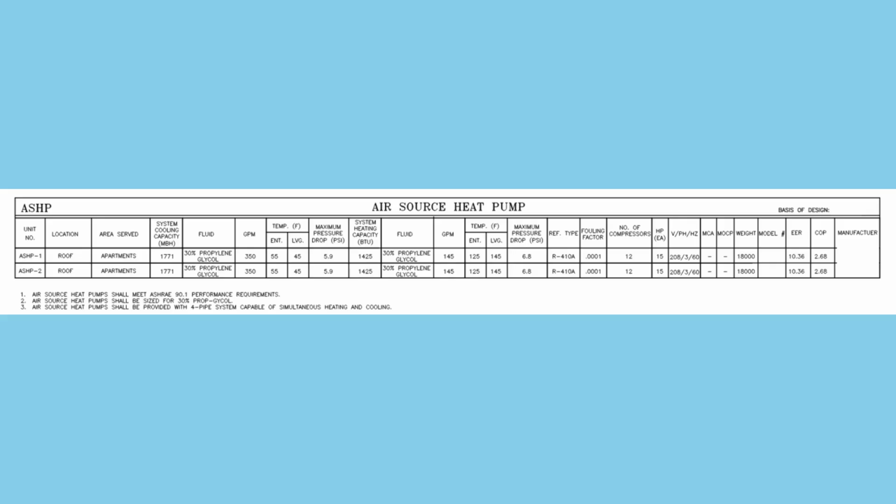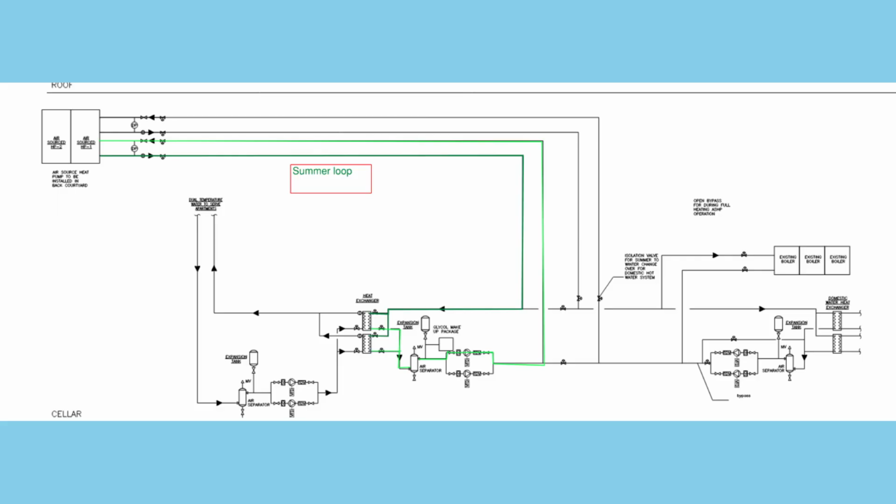The system consists of 2 heat pump banks, each requiring 350 GPM of water in cooling mode and 145 GPM in heating mode. To prevent freezing, the water is mixed with 30% propylene glycol. The system is designed to deliver an EER of 10.36 in cooling mode and a coefficient of performance of 2.68 in heating mode. In the summertime, several heat pump modules operate to meet the terminal cooling load, while additional modules run to serve the domestic hot water (DHW) system through the potable heat exchanger.